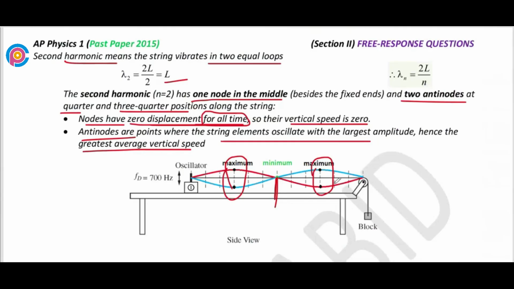So these are the labeled points where he asks where the vertical velocity is maximum. These are the antinode points where the velocity will be maximum.